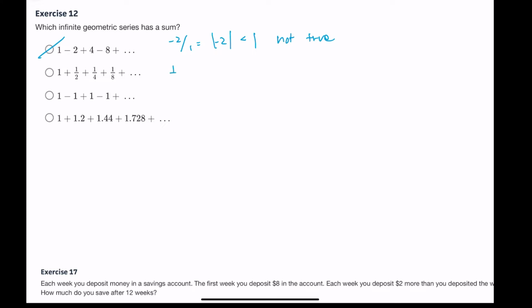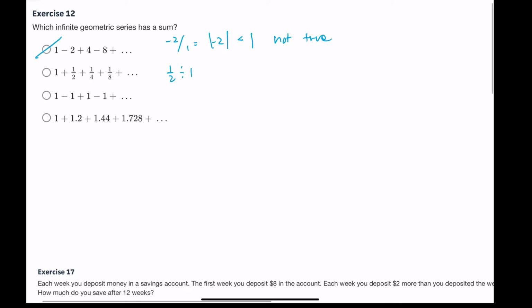So then let's go to the next one. Let's take 1/2 and let's divide this by 1. Remember, when you divide, you multiply by the reciprocal, which is going to be 1/2 times 1 anyways. And so this right here is going to be equal to 1/2. I take the absolute value of it. Is that less than 1? It sure is. This is a true statement. And so that tells me that that right there is the actual answer.